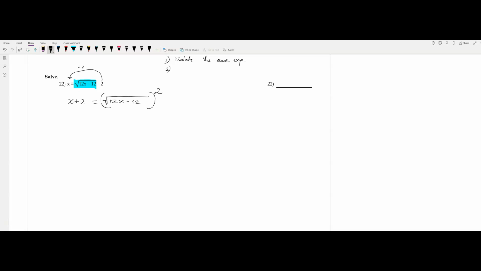Because this is the same thing as 12x minus 12 to the power of 2, and then the index is 2 over 2. And you just get 12x minus 12. That's exactly what we want. Okay? So whatever the index is, if my index is, let's say, cubic root of x minus 1, then I'm going to raise it to the power of 3 to get rid of the radical and just get x minus 1. That's the goal. Okay?